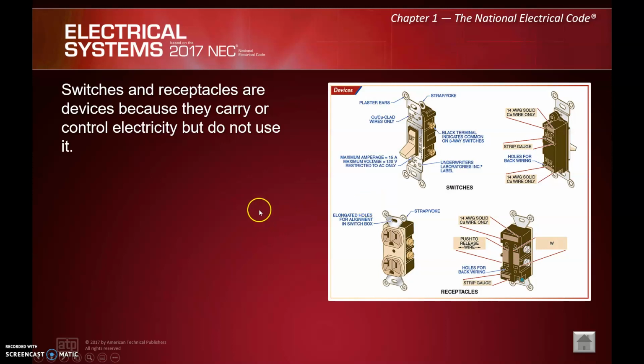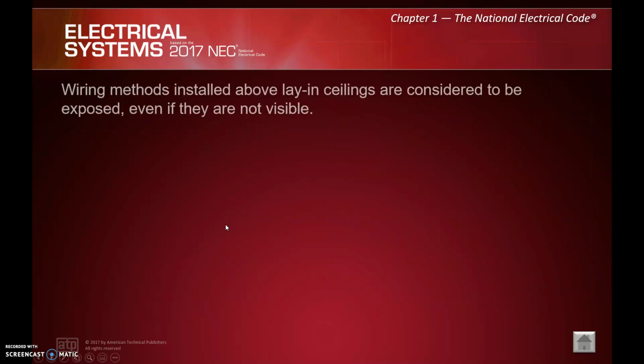Another definition they want to talk about is device. A device is something that carries and controls electricity but does not consume electricity. So a switch, a receptacle, they don't actually consume the electricity. A switch directs it, a receptacle allows a connection point, therefore it's a device because it does not use electricity. The argument is going to be made, what about your lighted switches, your various USB receptacles, things like that. Those might get a little gray. I'm still going to call them devices regardless, right?